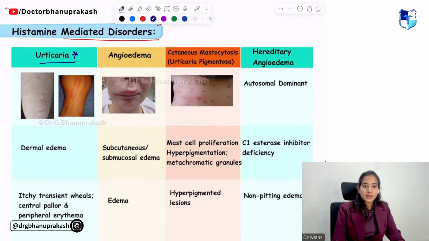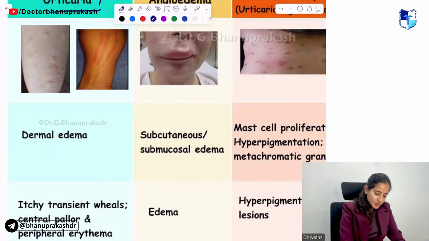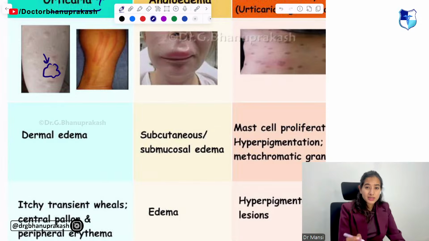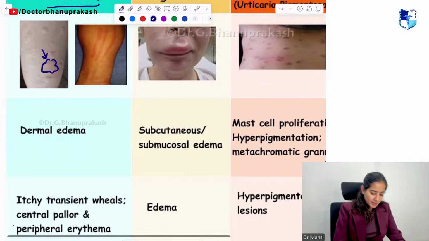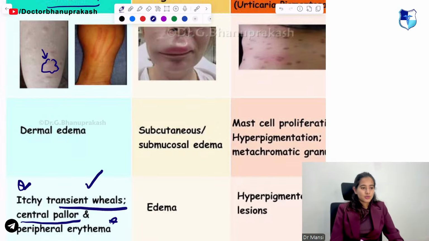How can you identify this lesion, the wheal? There is a central pallor and peripheral erythema. If you notice, it is slightly pinkish. So there is peripheral erythema with a central pallor. What is important is that it is itchy, and the wheals are transient in nature. So they can come and go off automatically.